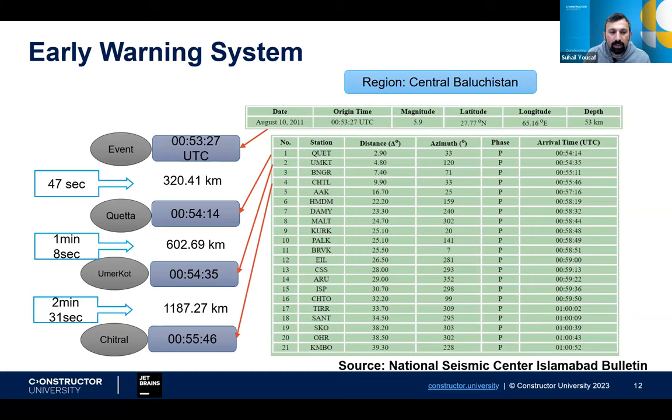It propagated there, and the event was sensed after 2 minutes and 31 seconds. So it's quite a long time that we can capture through the development of an early warning system. Next, please.